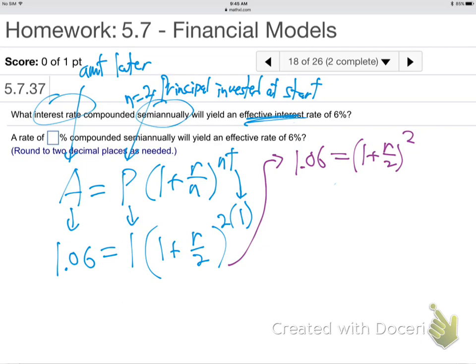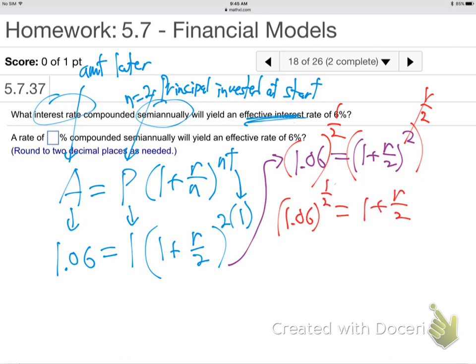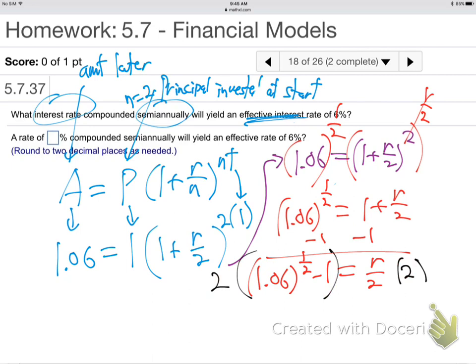It's just square root both sides, basically. Or half power. Same thing either way, right? So it's just a half power on both sides, like that. That good? Or you could square root. Same thing. So that gets rid of that. Finish solving for R, subtract 1 from both sides. 1.06 to the half power minus 1 equals R over 2, like that. And how do you finish getting R alone? Multiply by 2. That good? The whole side by 2. Boom, R's alone.